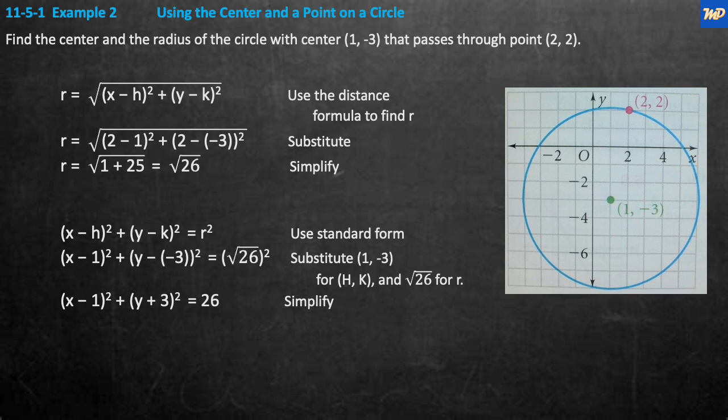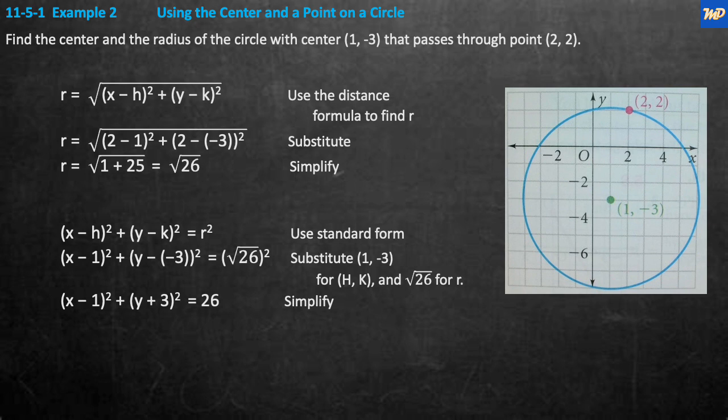Okay, example 2, using the center and a point on a circle. Find the center and the radius of a circle with the center at (1, negative 3), h equals 1 and k is equal to negative 3. H and k is the center. Remember that the h and k term is the center of your circle. The x and y terms are the point on the circle.